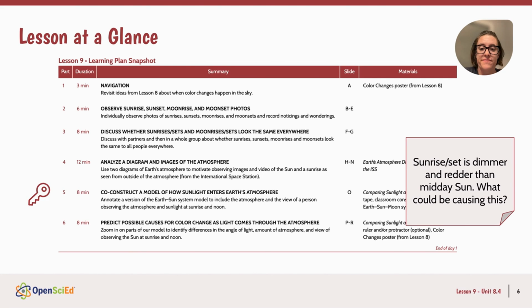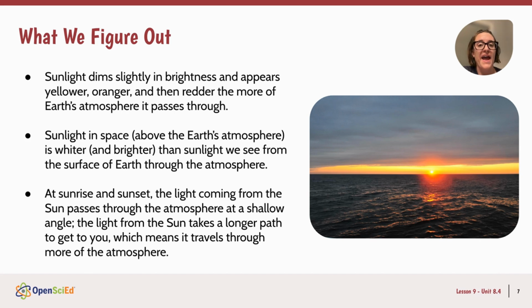So in this lesson, students figure out that sunlight dims and gets yellow or more orange and then redder the more atmosphere it passes through. When we see the sun from space, outside of Earth's atmosphere, it appears very bright and white. It's only when it starts passing through Earth's atmosphere that we see this yellow color for the sun. And then as it sinks lower and lower closer to the horizon, we see it change brightness and color.